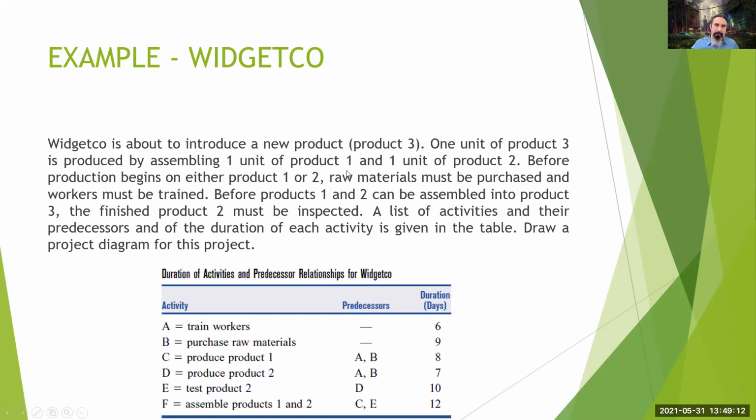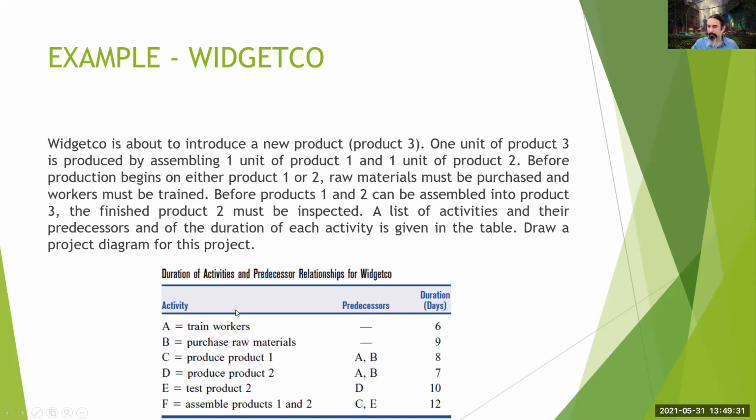So let's start with a simple example and see how we go from there. We have 1, 2, 3, 4, 5, 6 activities. They have names, but we don't really care what they are right now. They have predecessors, so they have relationships, and duration, days, the time.